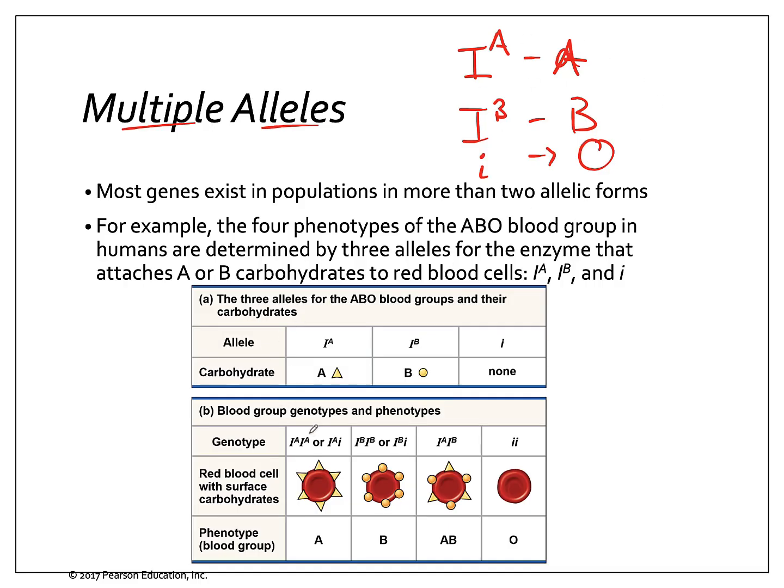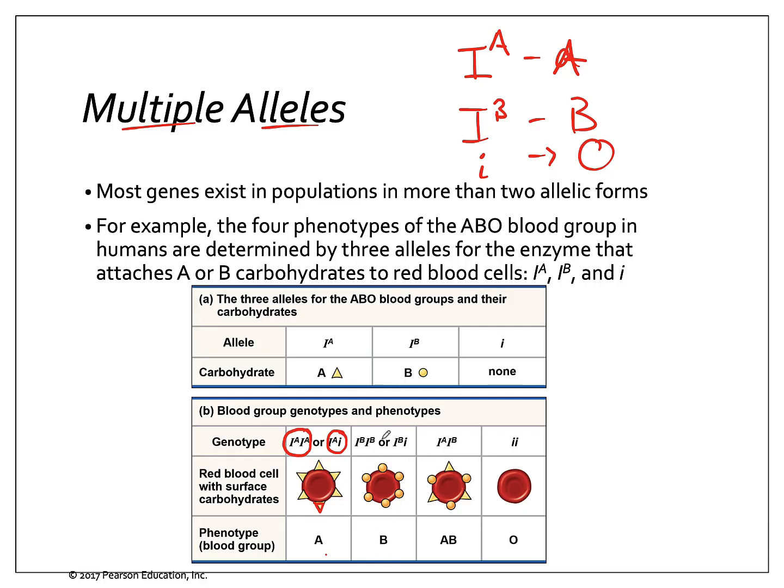So if we have IAIA or big IA, little i, we have a homozygous dominant and a heterozygous genotype that gives us an individual with the phenotype of type A blood. So what we've got here is the physical representation: it's got these type A spikes on the blood cell. Those are called antigens. And so a person with type A would have type A antigens on their blood cell.